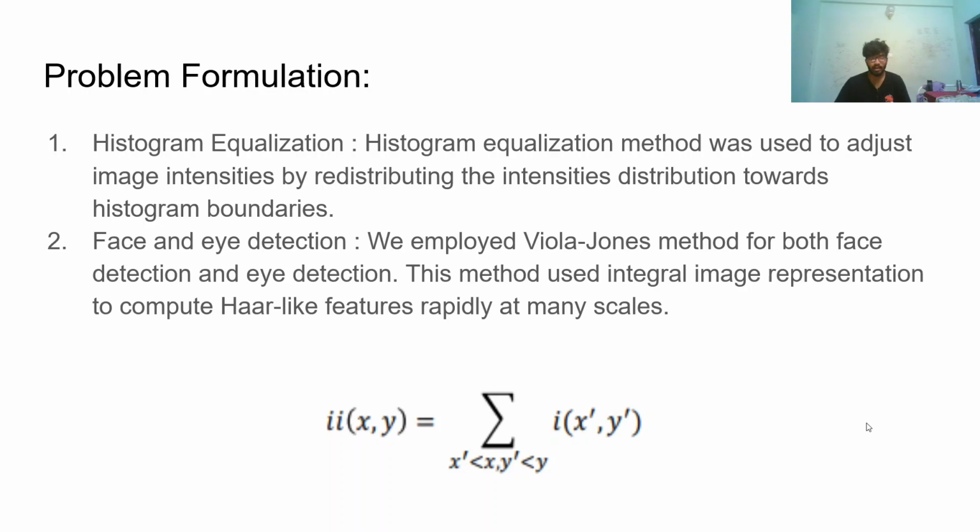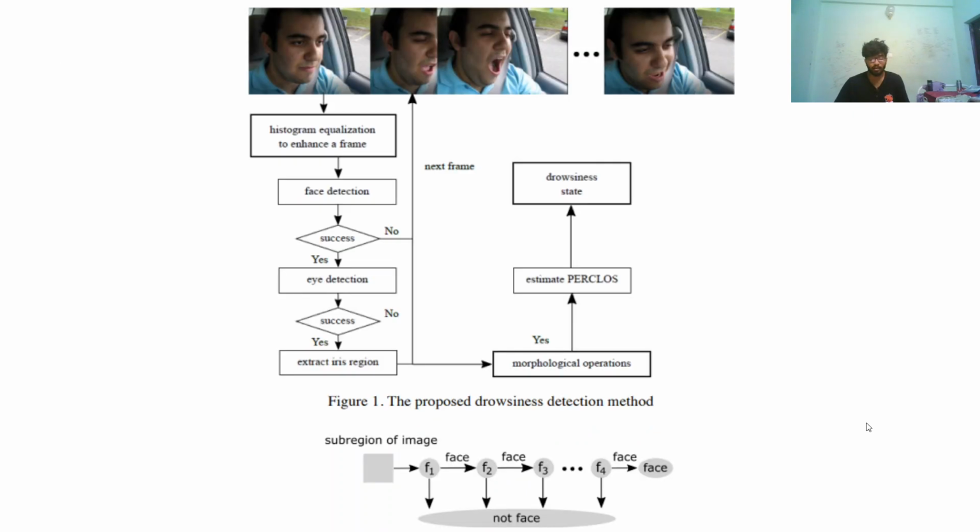So next, coming to the face and eye detection. To perform fast and efficient computation, we employ the Viola-Jones method for both face detection and eye detection. This method uses an integral image representation to compute Haar-like features rapidly at many scales. The integral image at any point x comma y contains the sum of all pixels above and to the left of x comma y as follows. Here ii of x comma y is the integral image and i of x dash comma y dash is the original image. The rapid computation is achieved by constructing a cascade of classifiers trained using the adaptive boosting algorithm.